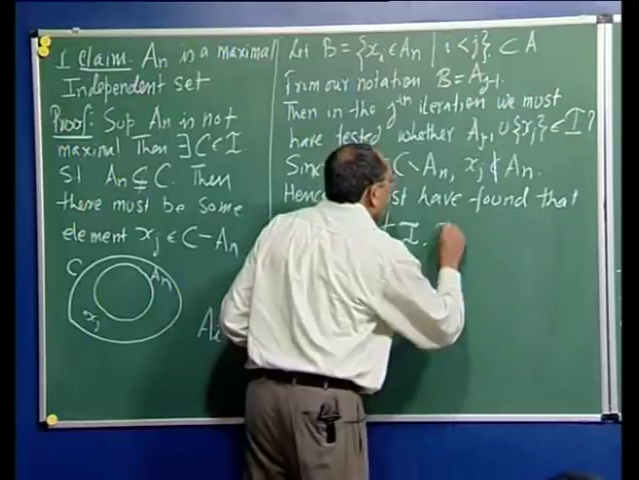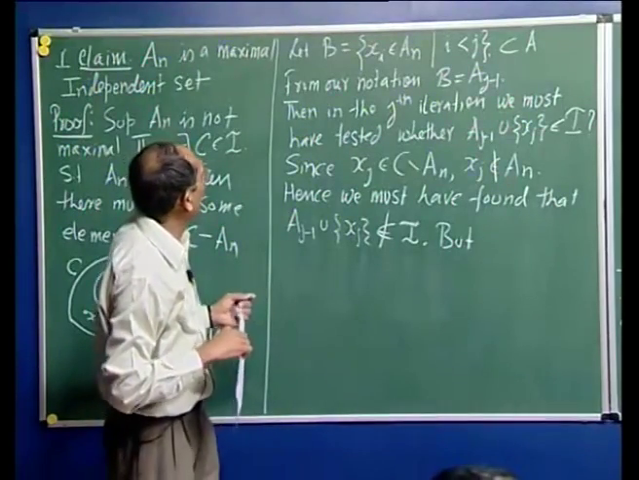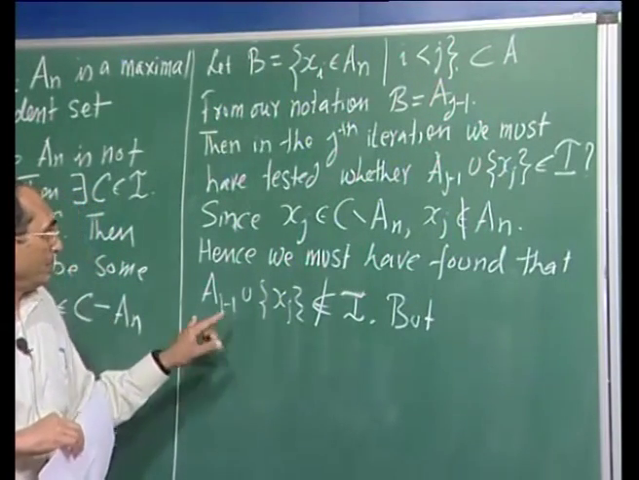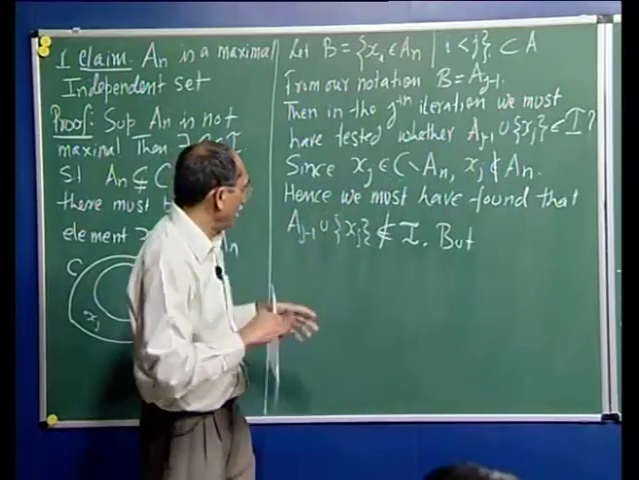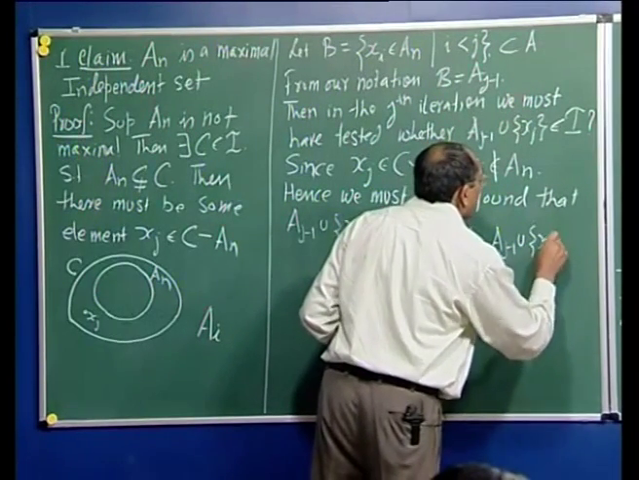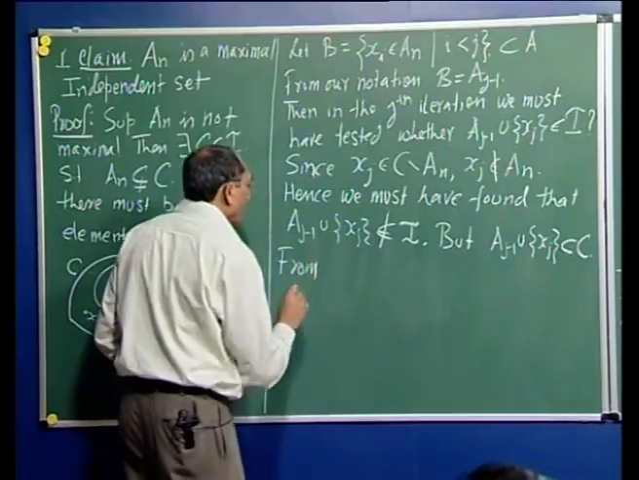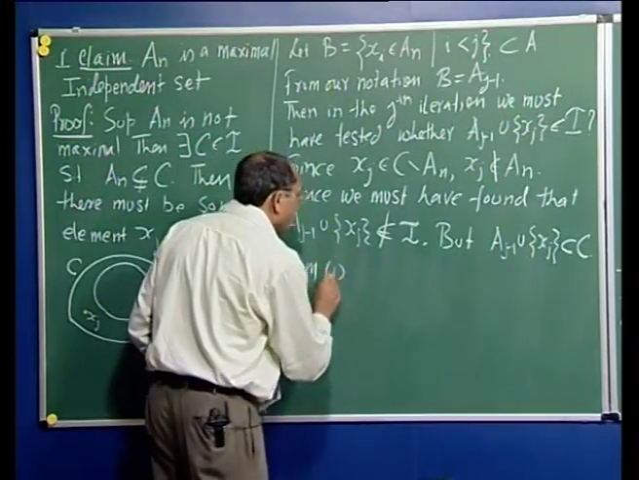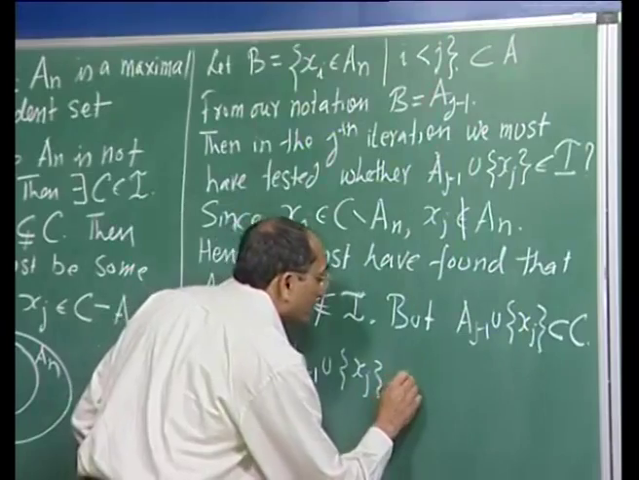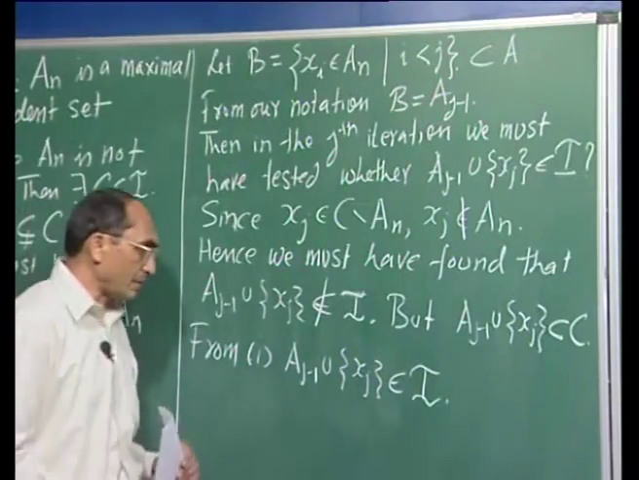Now, on the other hand, notice that A_{j-1} is a subset of A_n, hence it is a subset of C, and x_j is also a member of C. So, we conclude that A_{j-1} union x_j is a subset of C. Now, from matroid condition 1, A_{j-1} union x_j must belong to I. So, we find a conflict here, a contradiction.